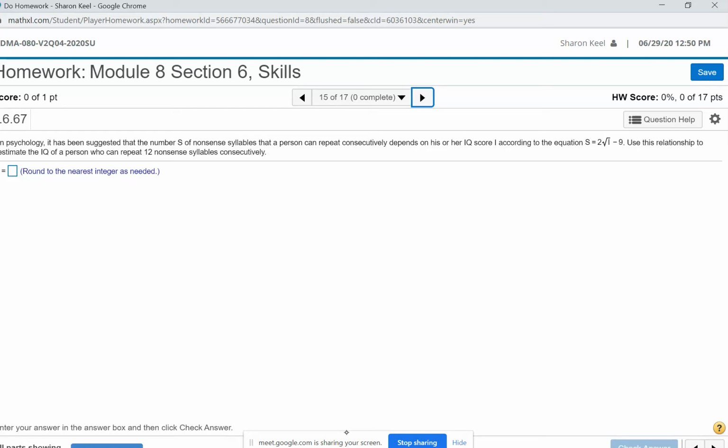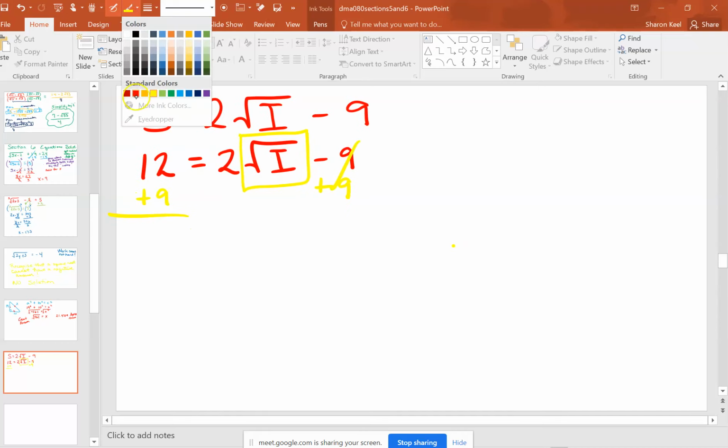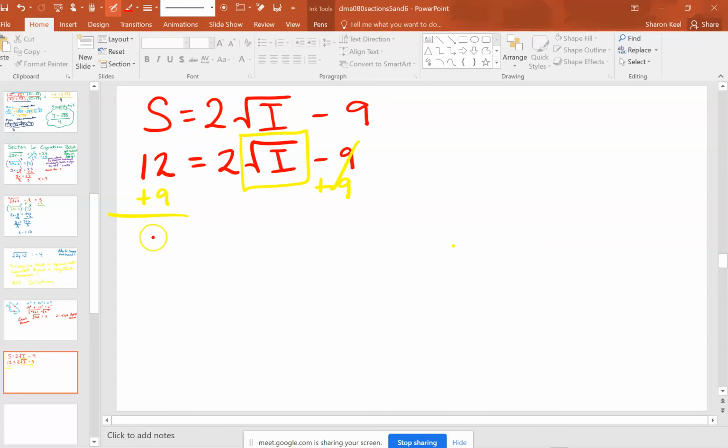So we're plugging in 12 for the letter S. So where the S is, we're going to substitute 12 equals 2 square root of I minus 9. In your mind, I want you to look at this. That's what we're solving for. So think of it as being just a great big old X. If that had been a big old X there, what we would do is move the 9 to the other side of the equation. That'll make it cancel out here. And then 12 plus 9 gives us 21 equals 2 square root of I.